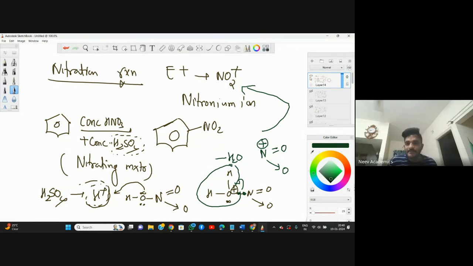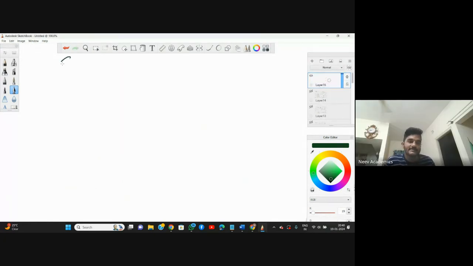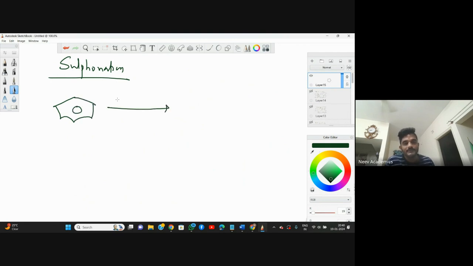This is nitration. Next is sulfonation. In sulfonation we can use different reagents. We can use concentrated H2SO4, or even simply H+ will also work here.